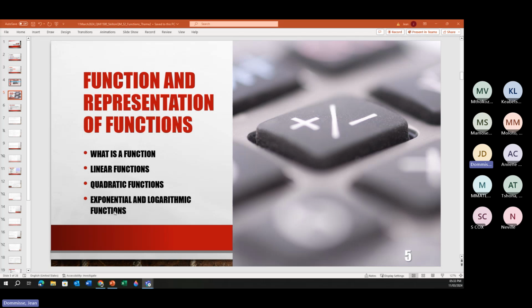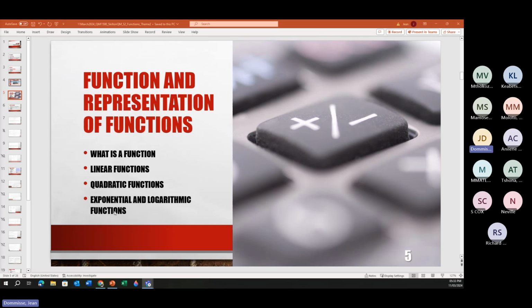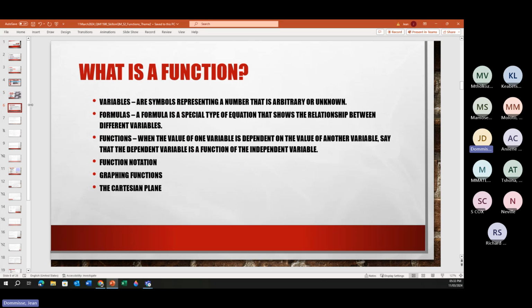Obviously, the biggest focus, as in your assignments and exam, will be on linear and quadratic functions. But we will add the other two and just look at that as well. Okay, so let's go into what is a function, specifically a linear function.